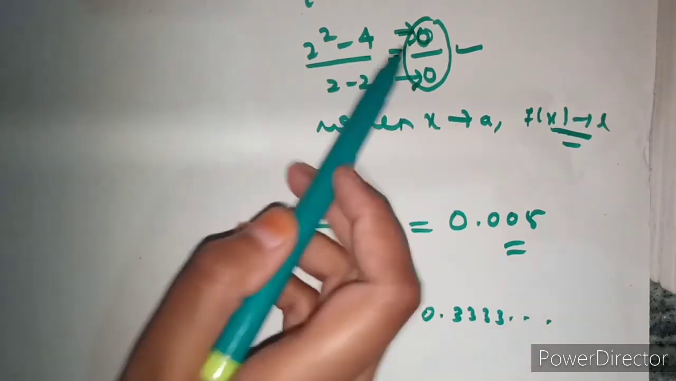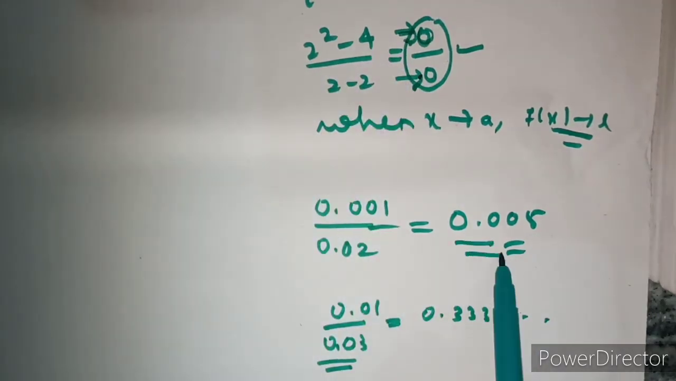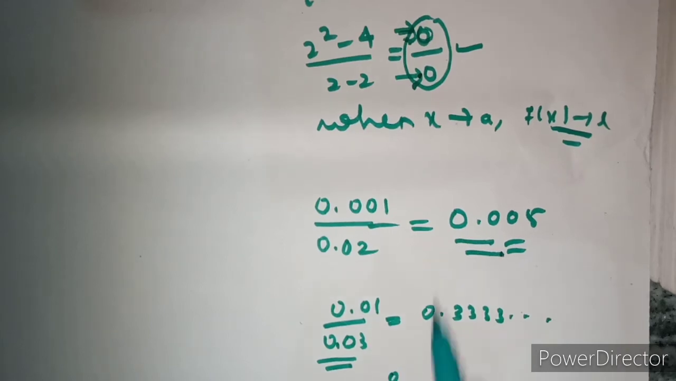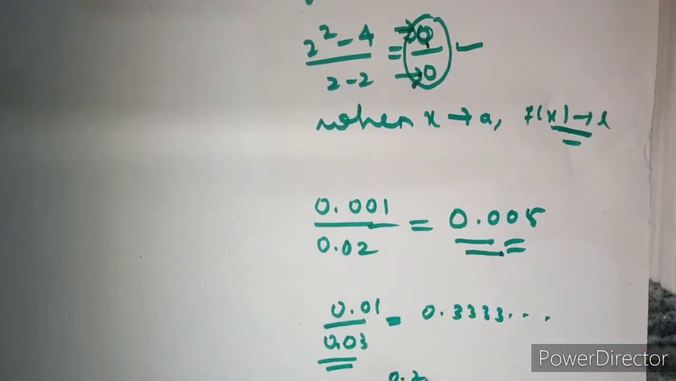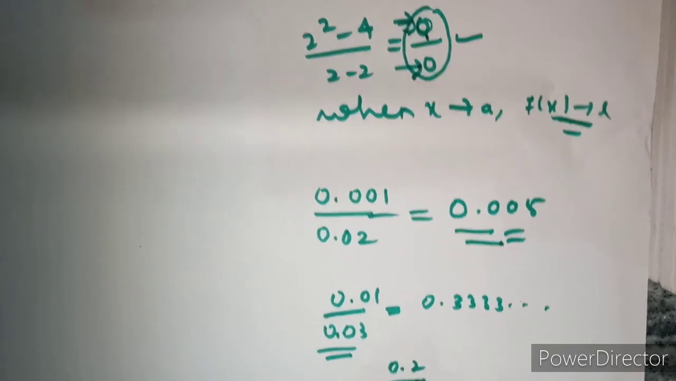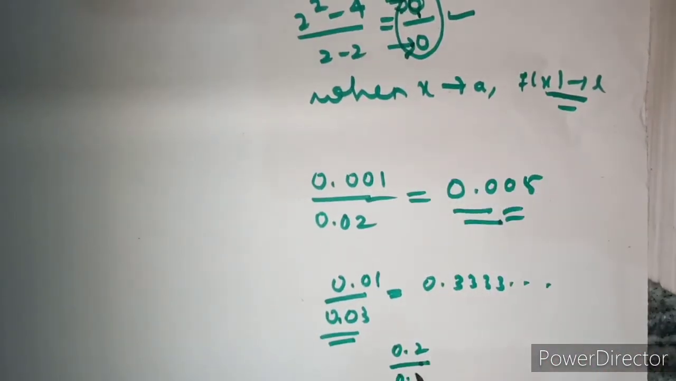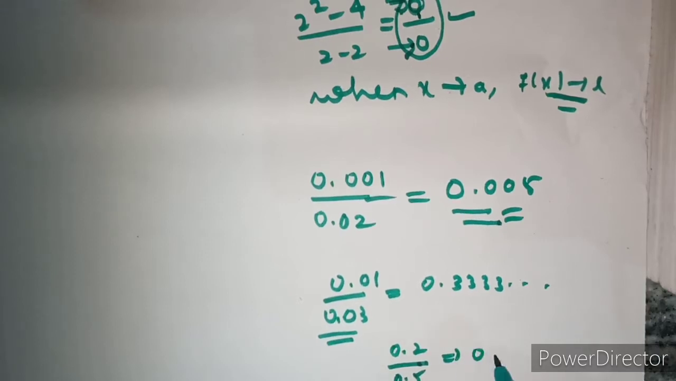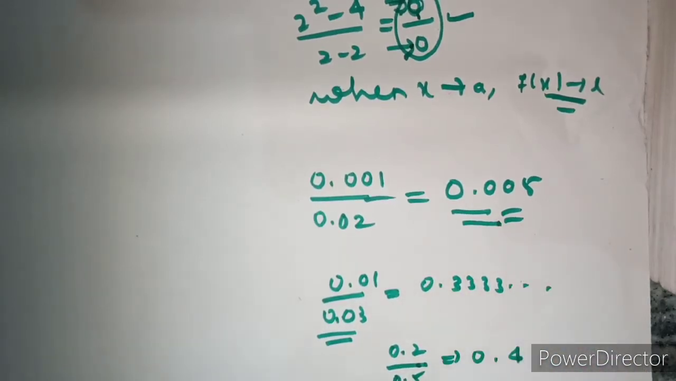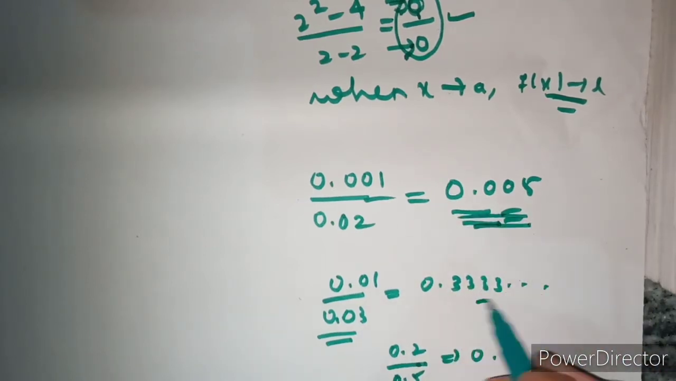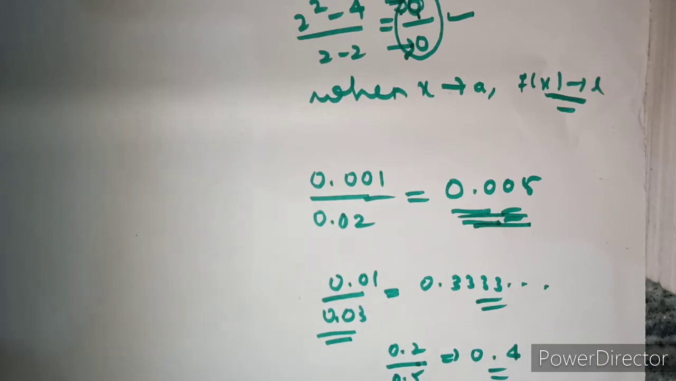If I am changing the approaching value, the answer is also changing, right? If I take 0.2 in the numerator, this is also close to 0, right? In the denominator I am taking 0.5. This is also close to 0 and I will get 0.2. You observe, if I keep on changing the approaching values close to 0, the answer is also changing. So we are getting different values, right? So this 0 by 0 form has very many different values.